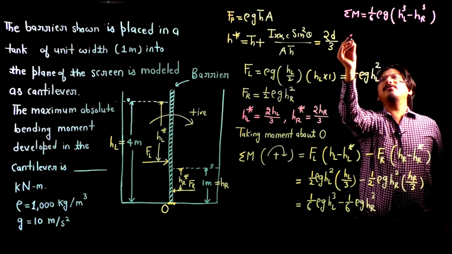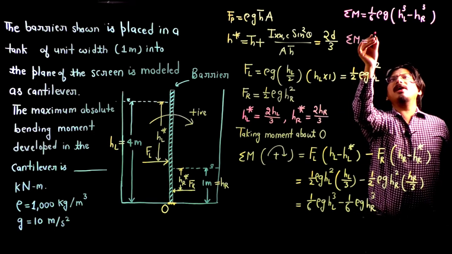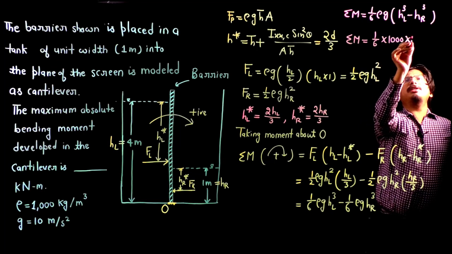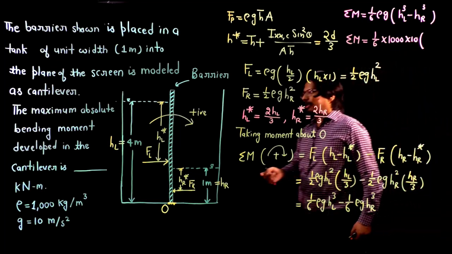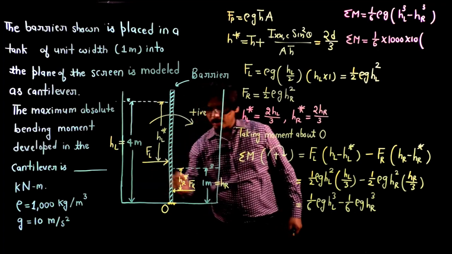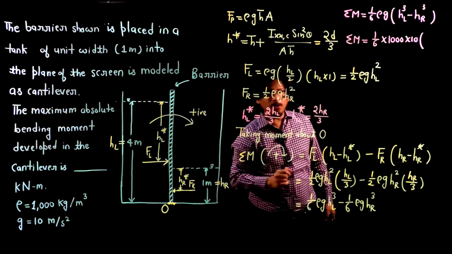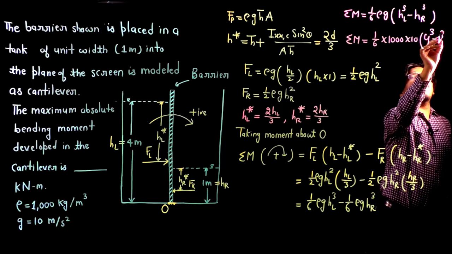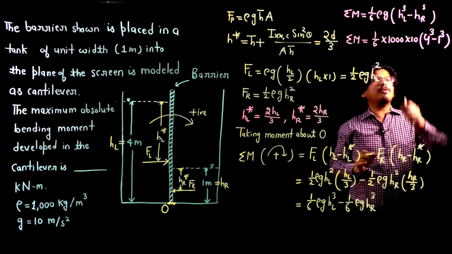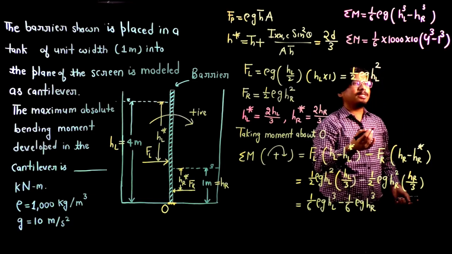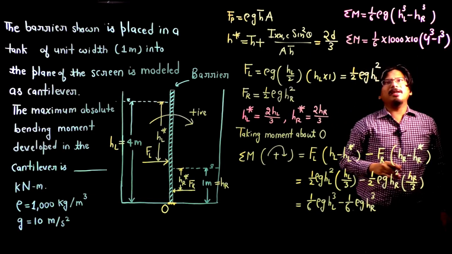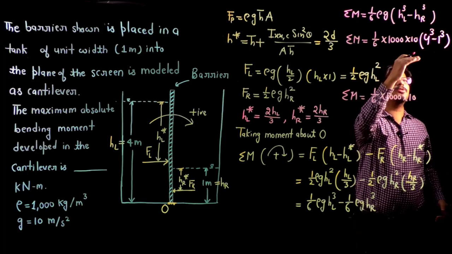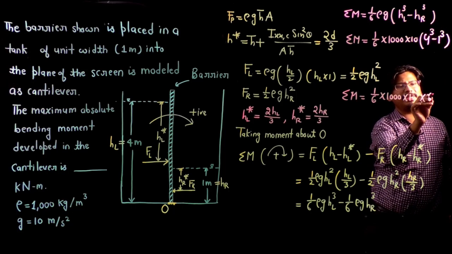Let us substitute the values, my friends. 1 by 6 into 1000 into 10. What is the value of HL? HL is equal to 4 meter. What is the value of HR? HR is equal to 1 meter. So 4 cube minus 1 cube. Now my friends, what is 4 cube? 64. 64 minus 1, 63.